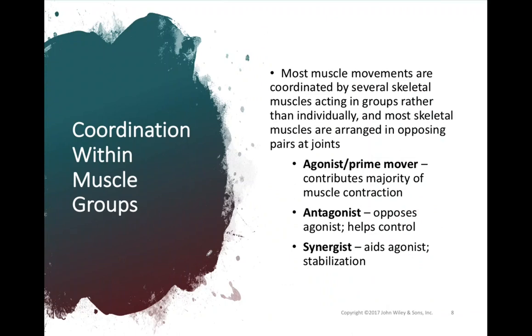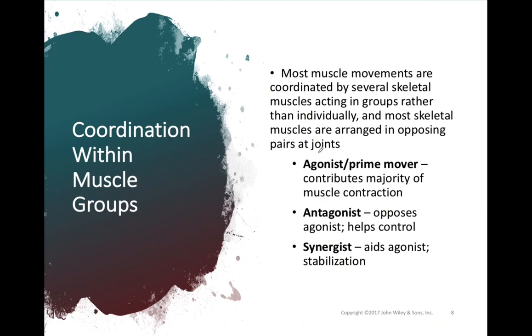Now, most of our body movements are not facilitated by just one muscle. They are actually facilitated with groups of muscles and certain muscles that actually oppose one another. So muscle movements are often coordinated by multiple different muscles in one group. And so when we refer to different muscle movements, we have a few other terms that we're going to use to describe the action of different muscles during given movements. So our first term is an agonist, or a prime mover. This is any muscle that contributes the majority of muscle contraction to any movement.